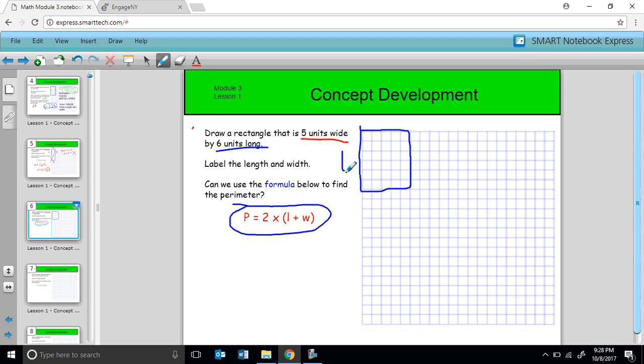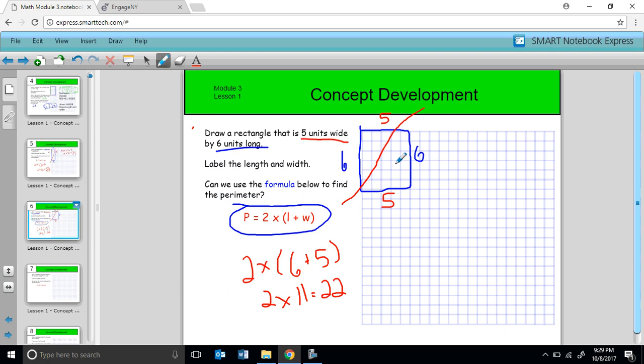All right, I remembered this is 6. This is 6. This is 5. This is 5. Remember, I have two sets of a 6 and a 5. So here's one group. Here's two groups. Well, 6 plus 5 equals 11. And I need 2 of those. So I need 2 times 11, which I know is 22, and there's my perimeter.